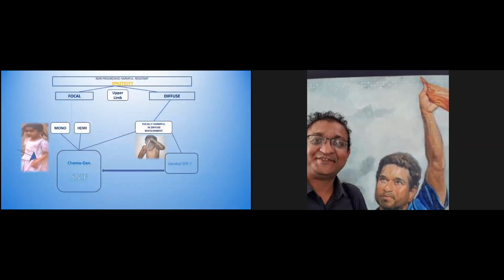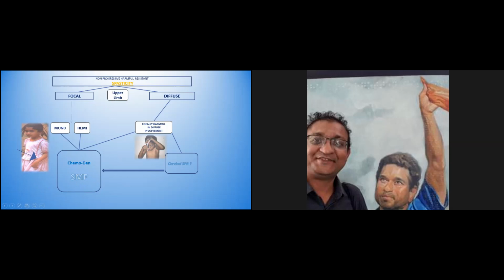Well, for the selection of individuals with spasticity that is non-progressive, harmful, and resistant to all other non-ablative procedures, is it focal spasticity affecting only a particular group of muscles, say wrist flexion or elbow flexion, or are they hemi cases who have the lower limb also involved? Chemodenervation like botulinum toxin and selective motor fasciculotomy. So once the resistance to all others has taken place, then SMF comes into the picture.